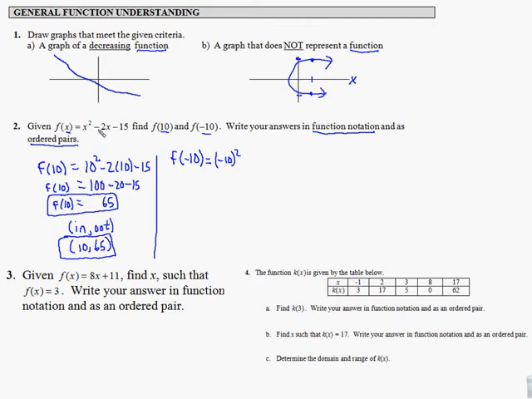And then you'd have subtract 2 times negative 10. I can indicate multiplication with just putting a set of parentheses here. And then we have a subtract 15.